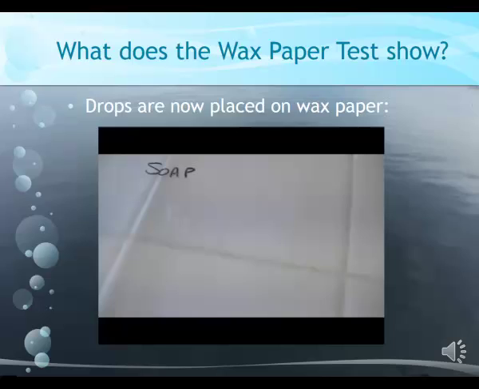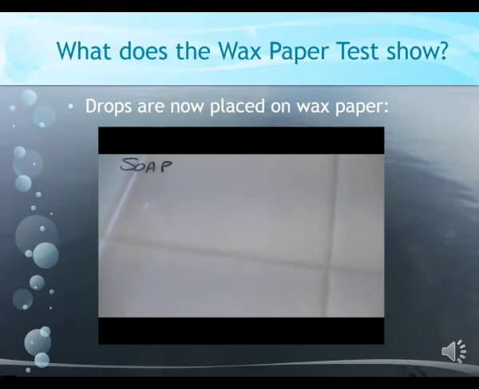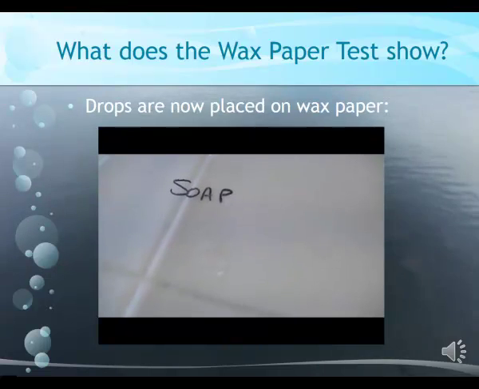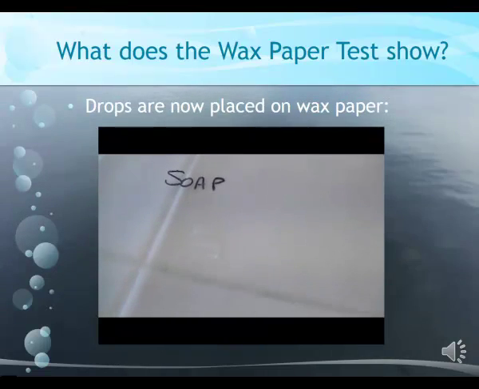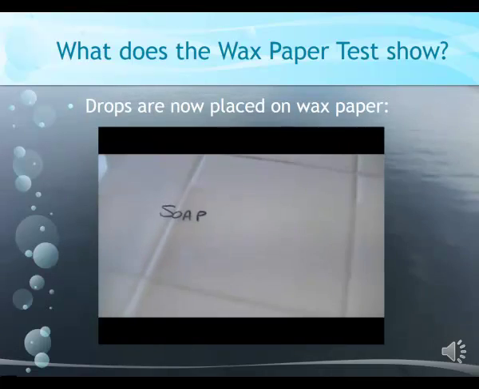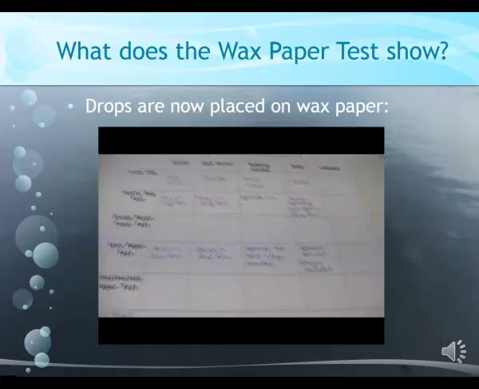And our soap, again, a little bit flattened. It didn't maintain a rounded shape at all. In fact, it kind of spread out into a unique shape. So I've written all of that information down on my table right there.